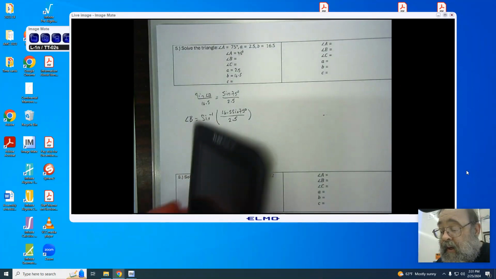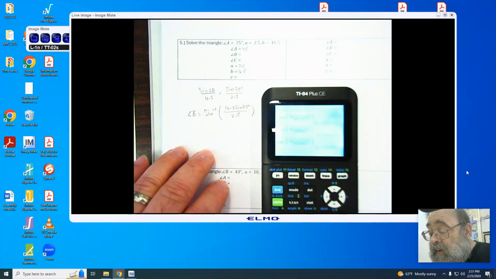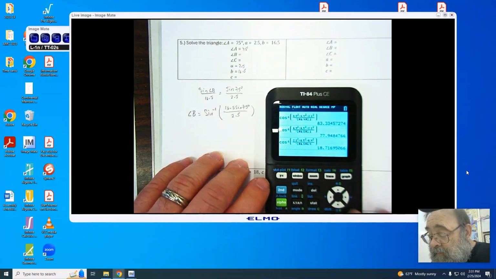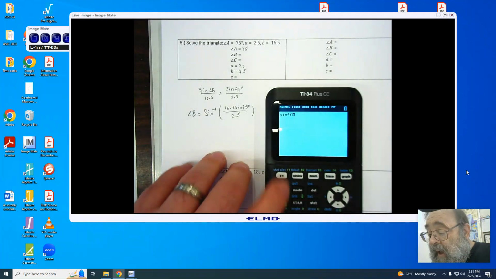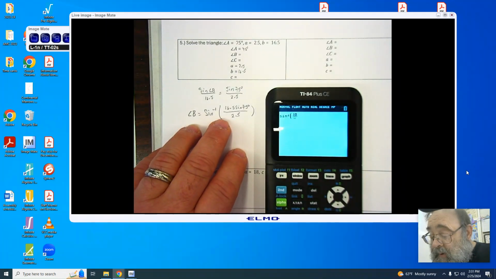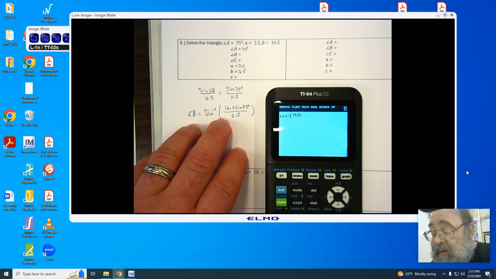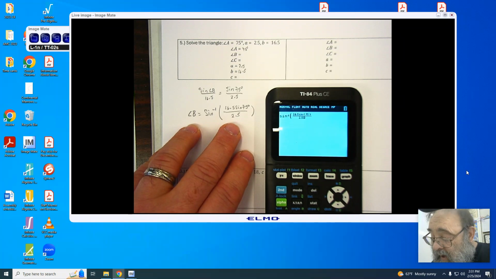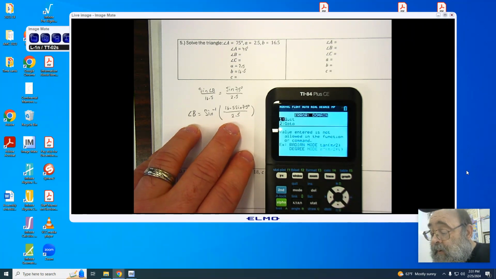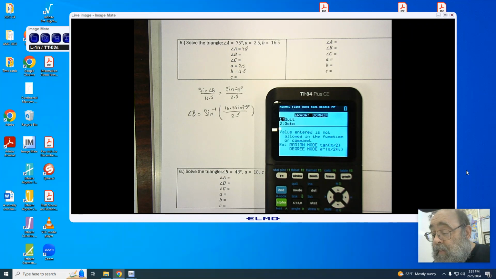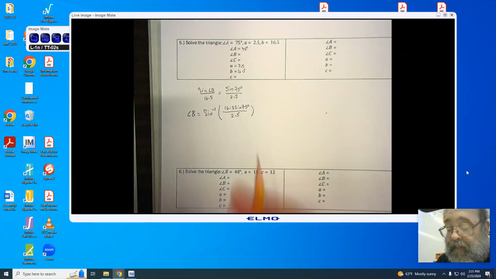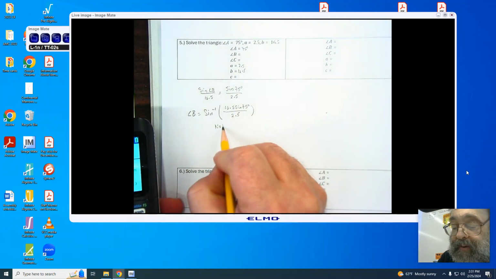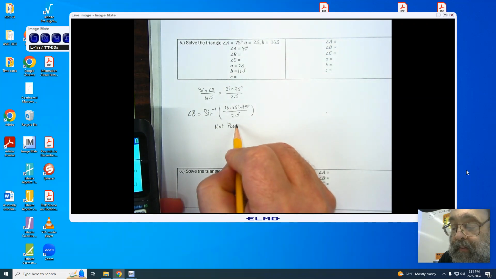We're going to put this directly into our calculator and see what happens. Here we go. Second function sine, alpha y equals, gets me my fraction, 16.5 sine of 75 degrees is to 2.5. I then click enter. Oh my, domain error. Well, that's a problem. That tells me that this triangle is not possible. And if it's not possible, it has no solution.